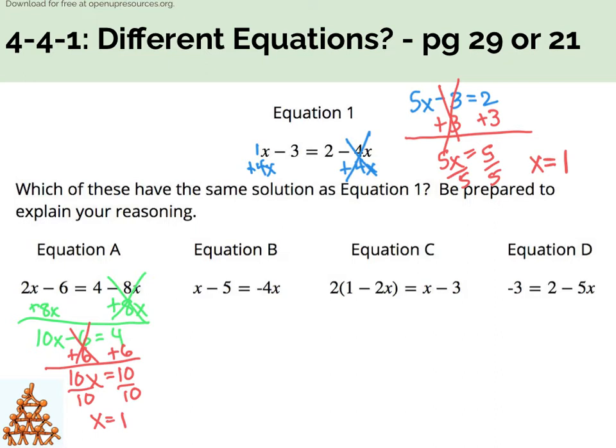Let's go ahead and look at equation B. So I want to put my x's over here because they want to be over here. 1x, so that's x, right? It is 1x.